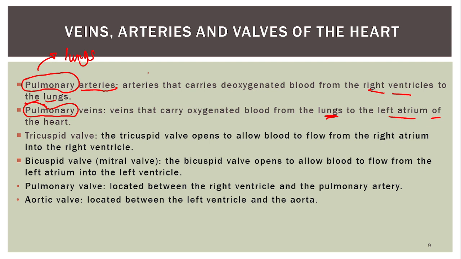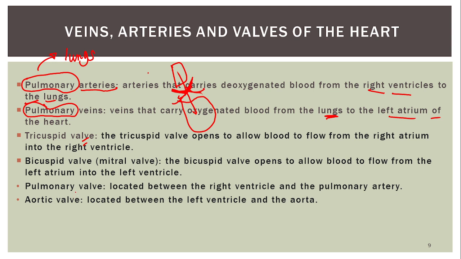Then we have the tricuspid valve. The tricuspid valve opens to allow blood from the right atrium into the right ventricle. So we have our right atrium like this, our tricuspid valve, and the right ventricle. This opens to allow the blood flow and then closes to prevent the blood from flowing back. Then we have the bicuspid valve. It has the same function as the tricuspid valve, but in the left atrium and the left ventricle.